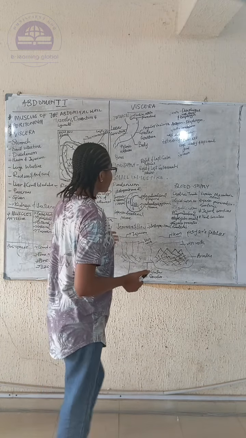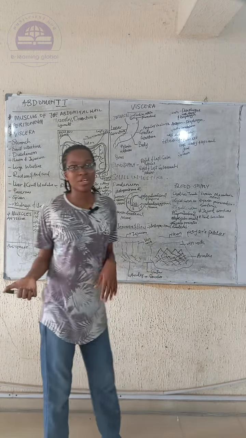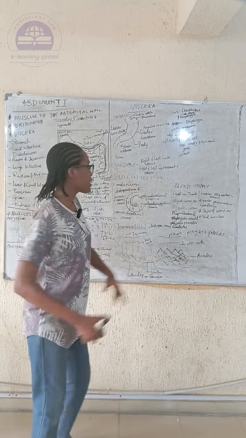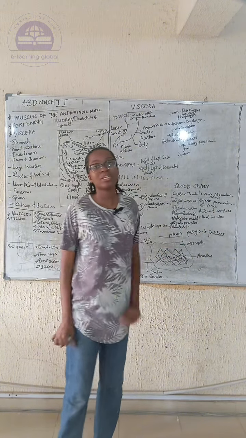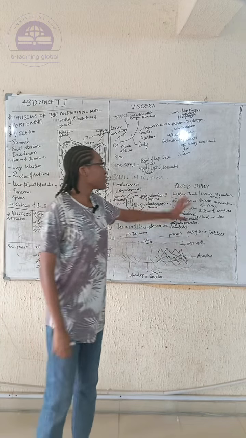We've already said that the jejunum and ileum are intraperitoneal because they are held by the mesentery, and they are supplied by jejunal and ileal branches of the superior mesenteric artery.